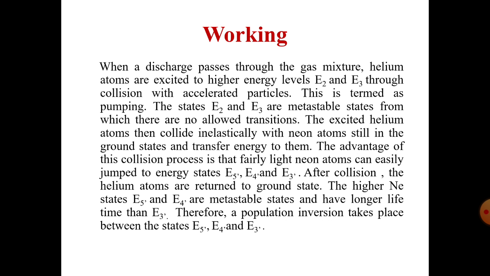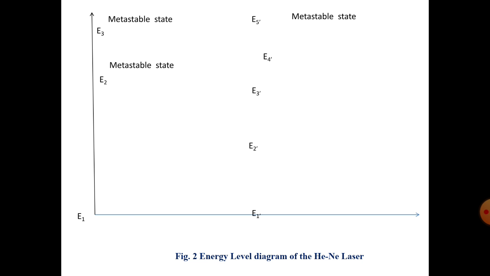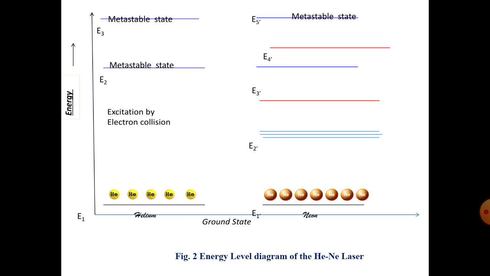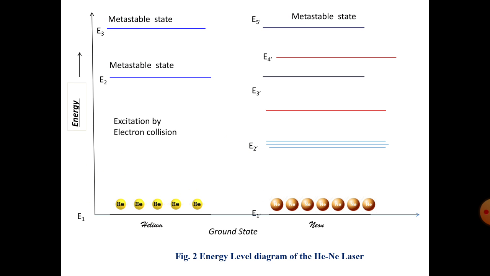Working. The working of helium neon laser can be understood by this diagram. When a discharge passes through the gas mixture, helium atoms are excited to the higher energy levels E2 and E3 through collision with accelerated particles. This is termed as pumping.